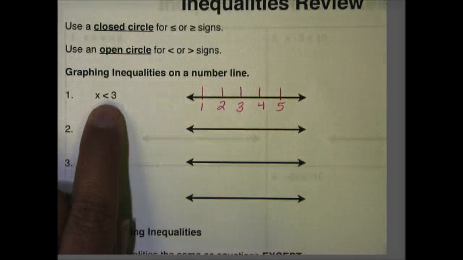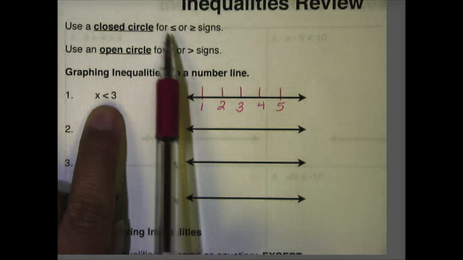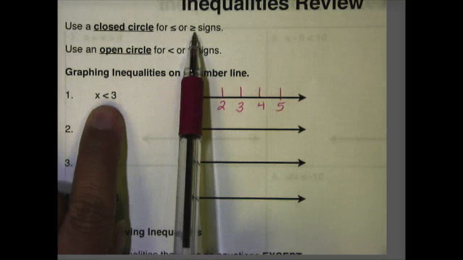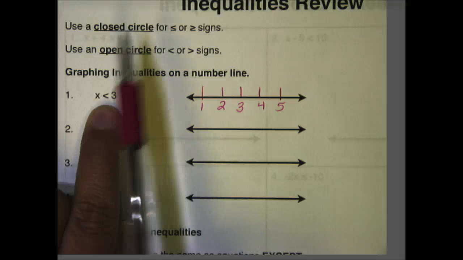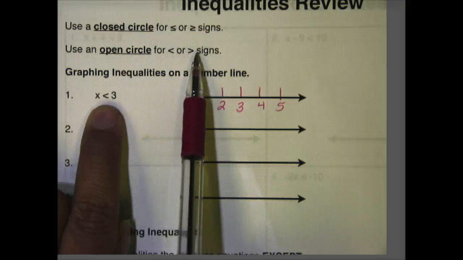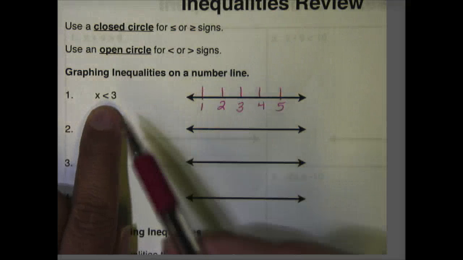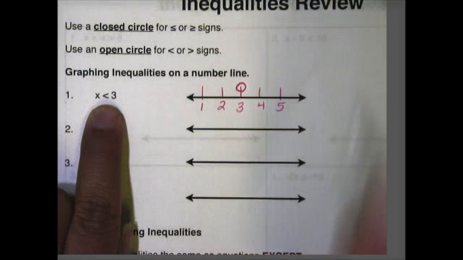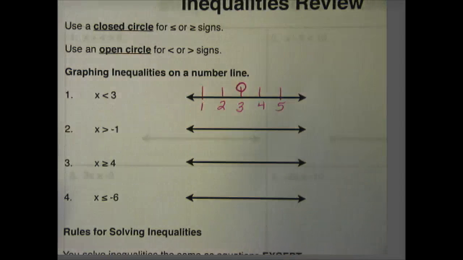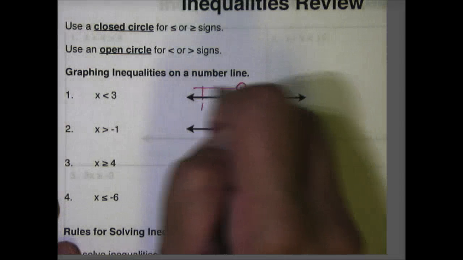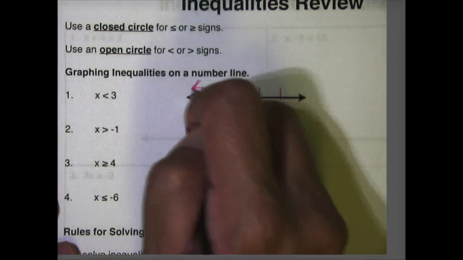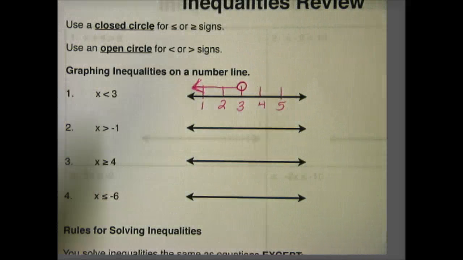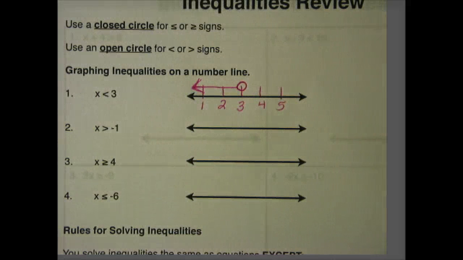All right. So the first thing we want to do is if we have a less than or equal to, greater than or equal to, we're going to use a closed circle. But if we have a less than or greater than, we're going to use an open circle. We have a less than, so we're going to put an open circle on the 3. And then all the numbers less than 3 are to the left. Anytime you have less than and your variable's on the side, it's going to be to the left.